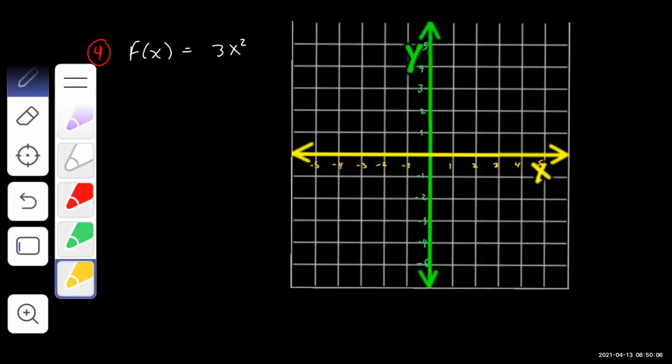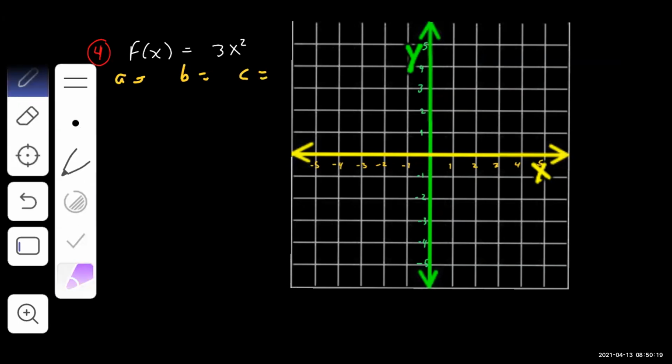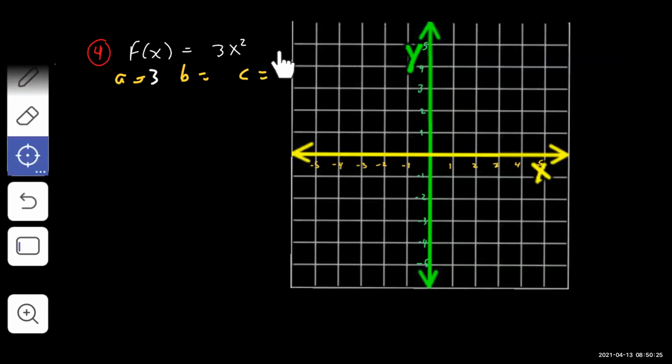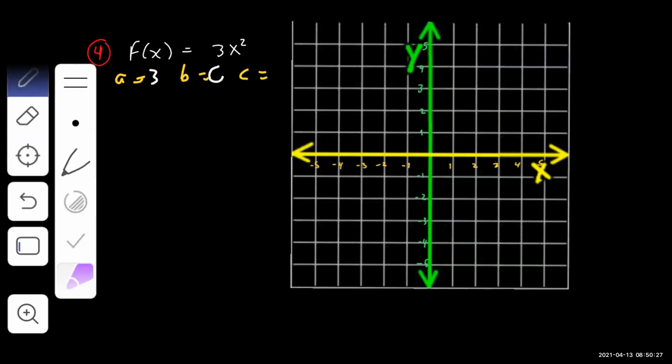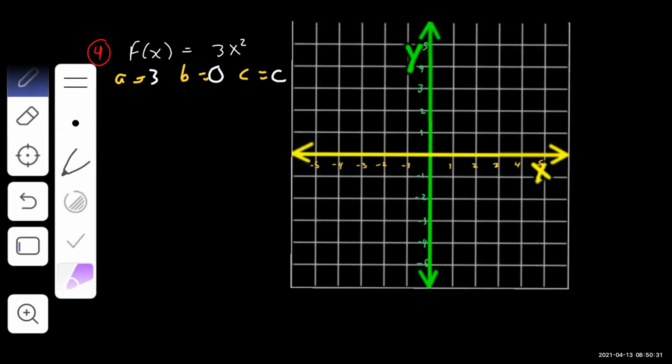Okay, the first thing I'm going to start off is by identifying A, B, and C. Can someone tell me what is the value for A in this particular case? What is the coefficient of the quadratic term? 3, positive 3. What is B, guys? 0, we don't have it, it's 0. What is C? 0.